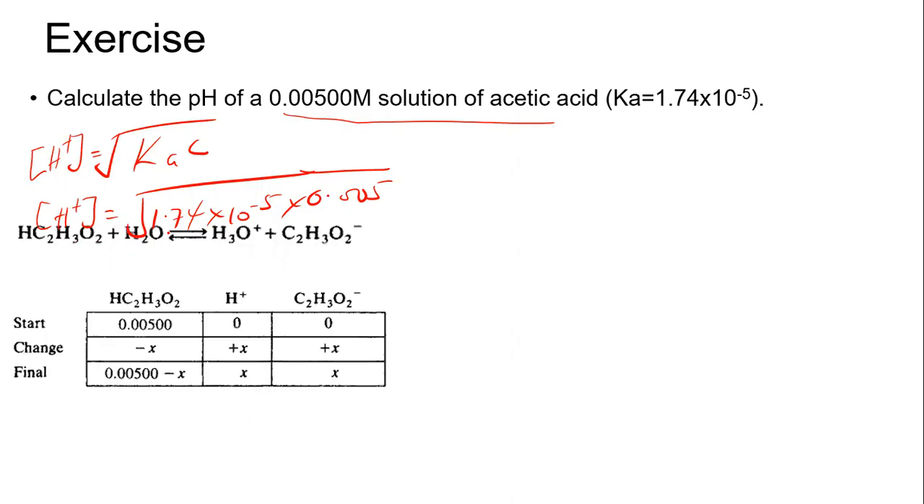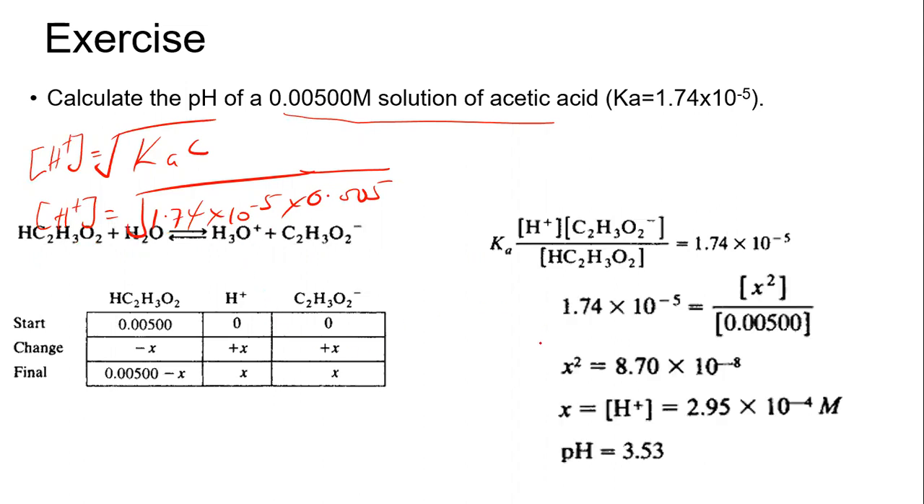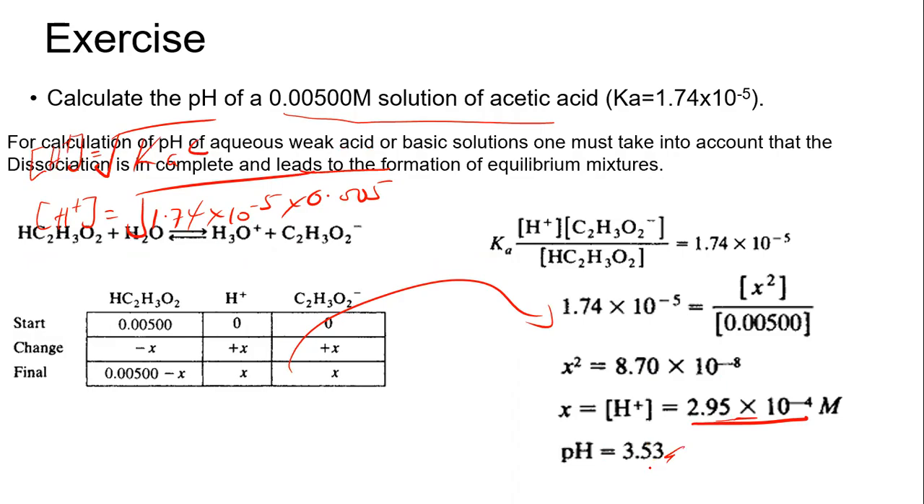pH is negative log of the H+ concentration that we will get after this. You can decide not to go through all these steps, but use this formula. It will just give you an answer. And then the pH will just be negative log of this one. That will give you 3.53. Very simple.